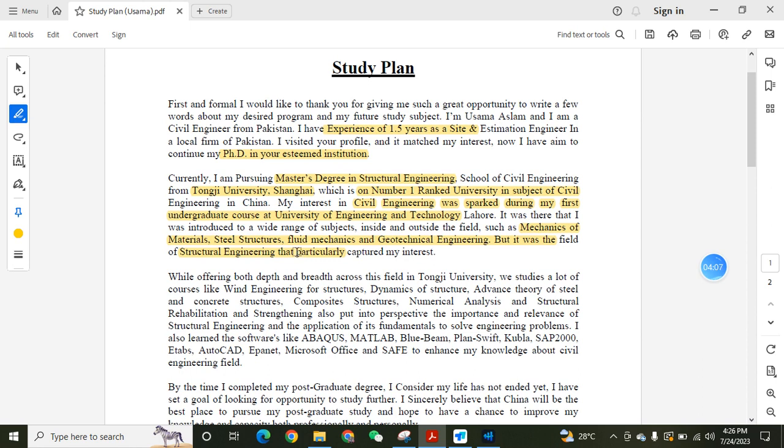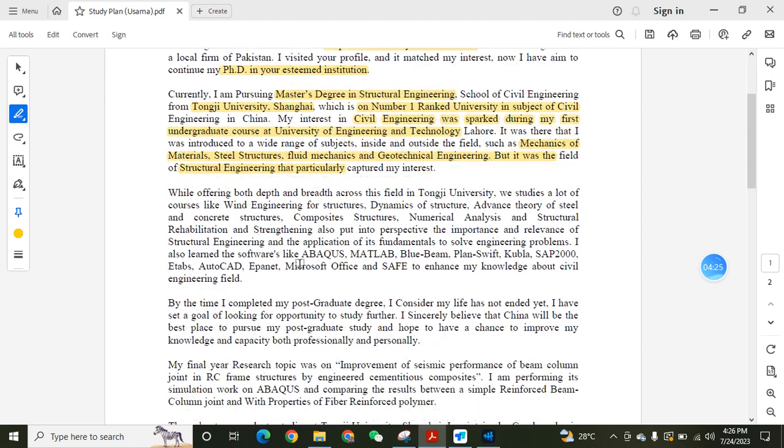You can choose any subject related to you, whatever you like, chemistry, electrical engineering, even doctoral, because in the master's you do a specialization in only one subject. In the bachelor's you study many subjects, but in the master's you choose a specialization of one subject. So you can explain why you chose structural engineering or any subject.